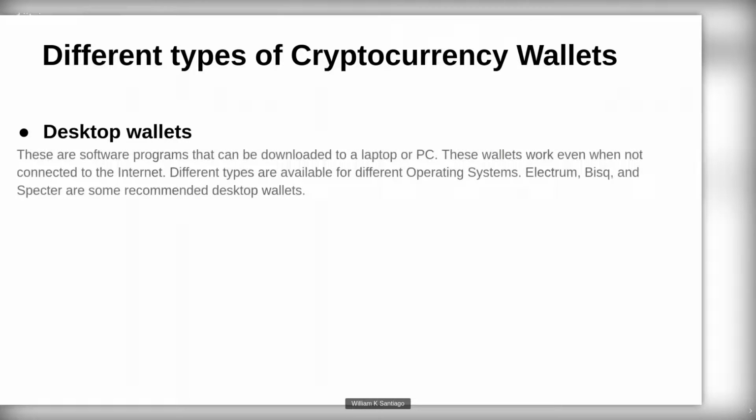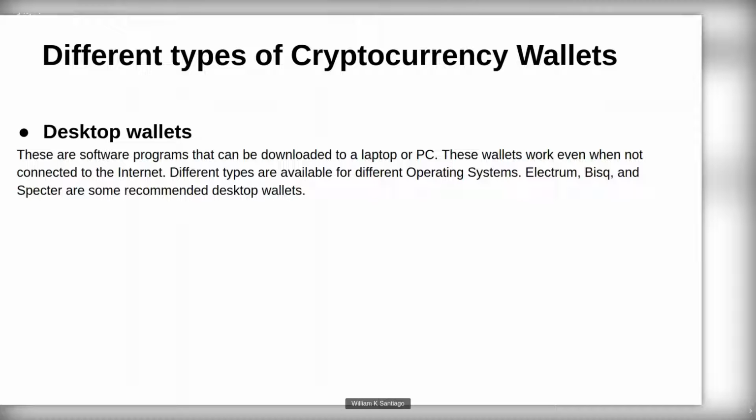You have desktop wallets. These are software programs that can be downloaded to your laptop or PC. These wallets work even when the internet is not available. So you could have this wallet working in an isolated type of scenario where there is actually no internet. They run on different types of operating systems. It could be Linux, it could be Mac, it could be Windows. The typical ones that are out there in terms of very high-level security versions of Bitcoin-specific wallets.